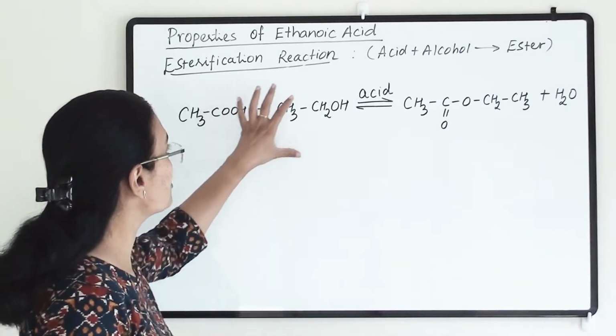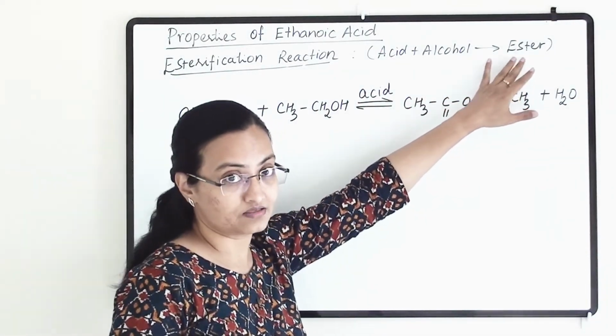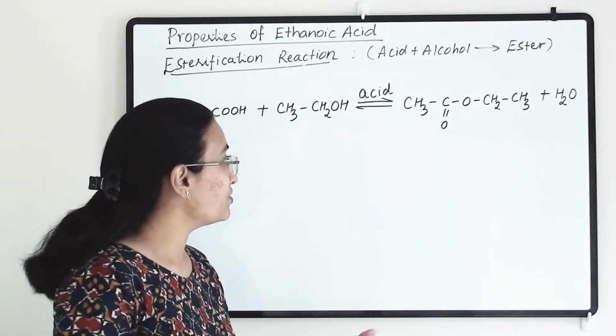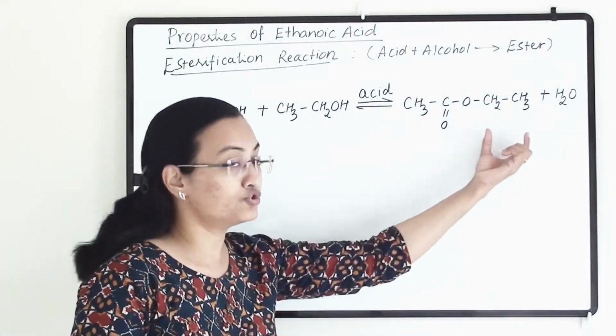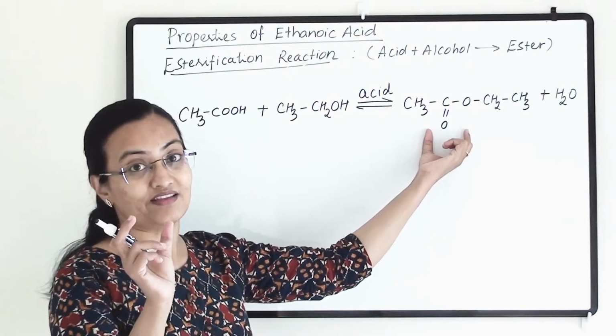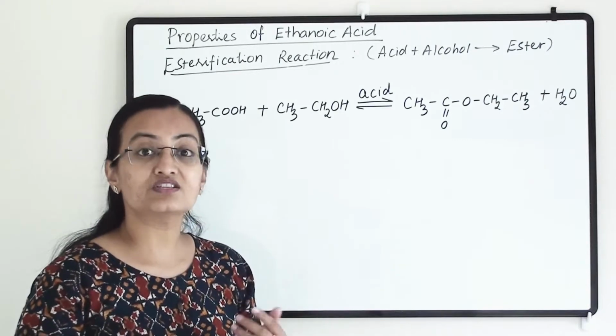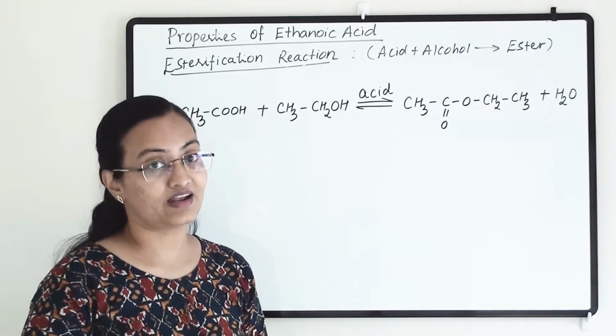So in this reaction, when acid reacts with alcohol, it will give us esters. Esters are a specific compound in which, in the middle of the two alkyl groups, the COO group will be there, and that's why they are identified as esters. They are sweet smelling compounds and that is their identity.